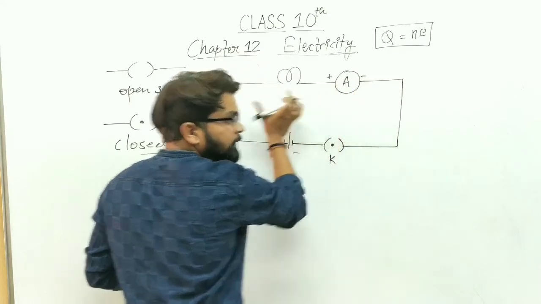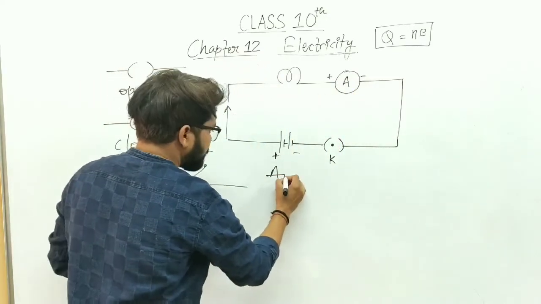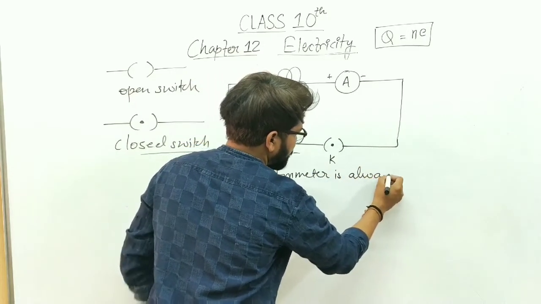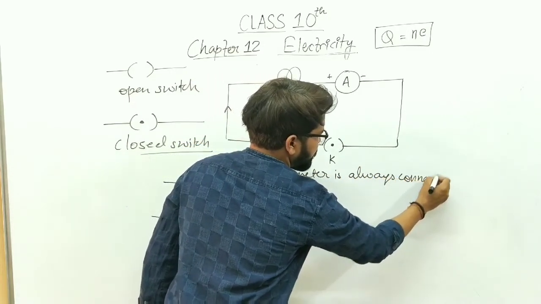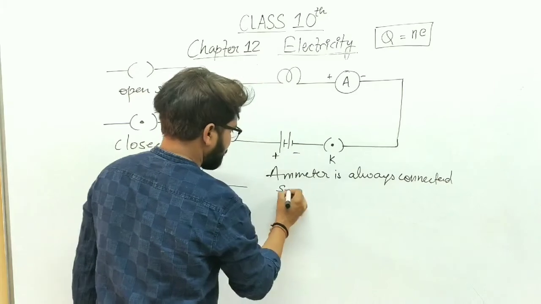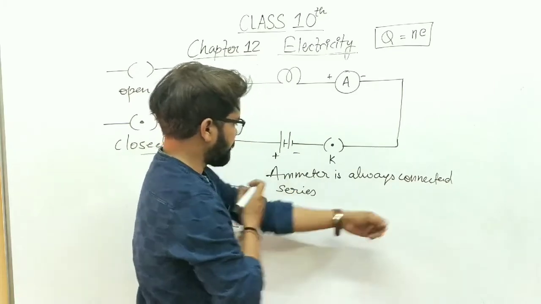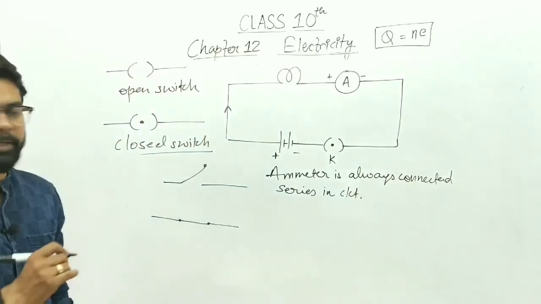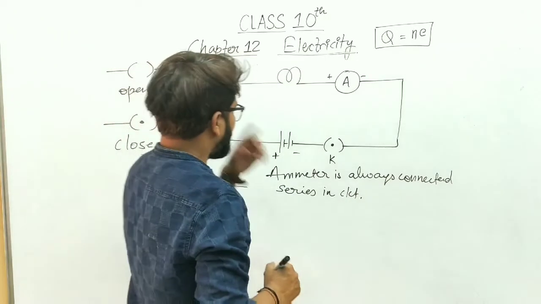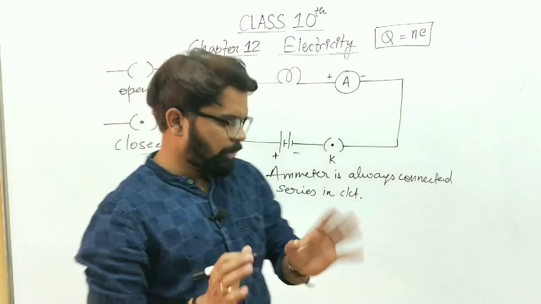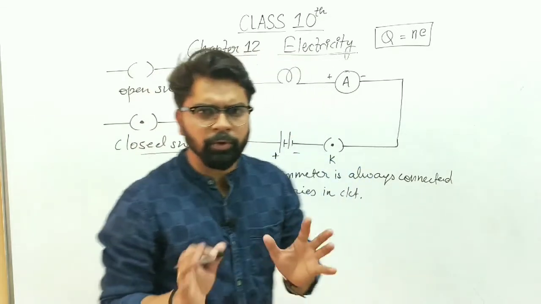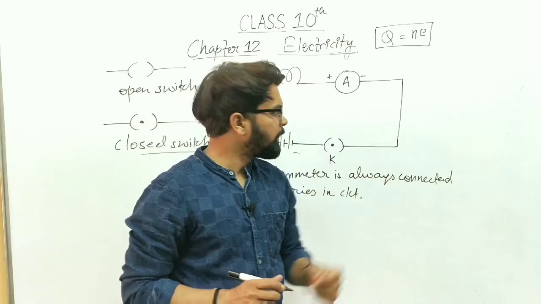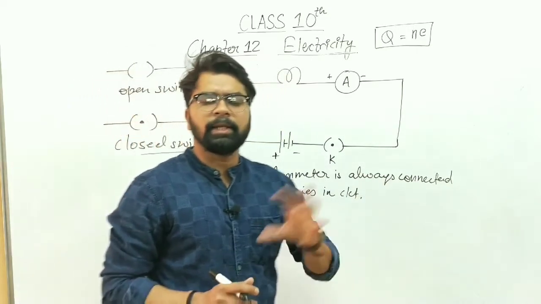So what I am going to write: an ammeter is always connected in series in a circuit. Okay, so I think today we are going to pause our class, and in the next one we are going to discuss electric potential and potential difference.